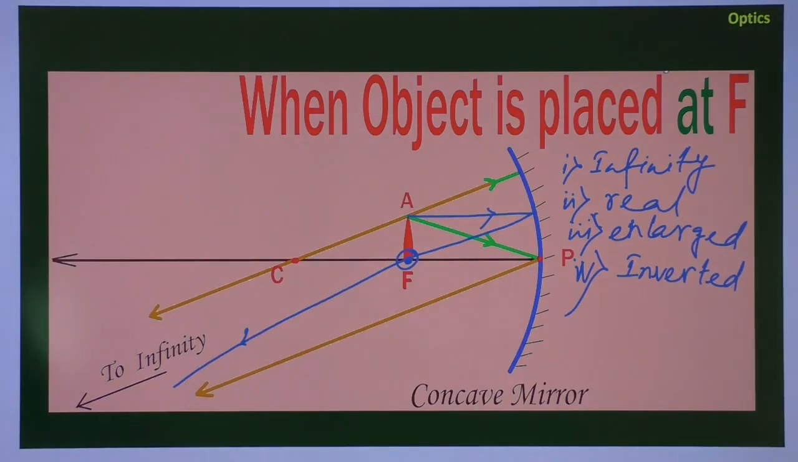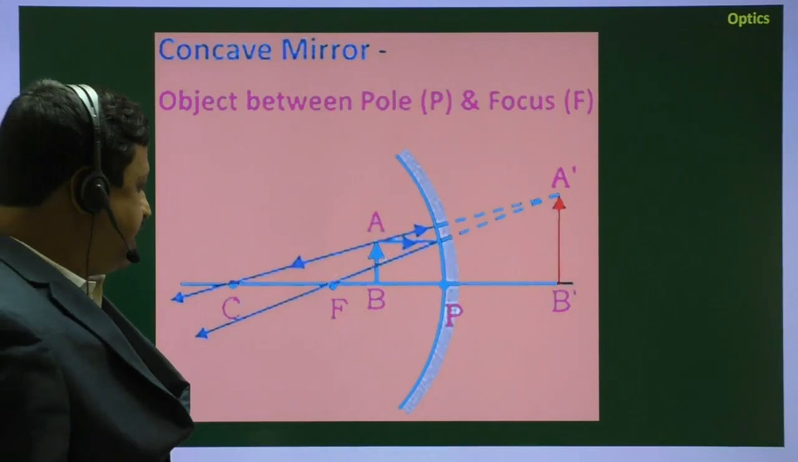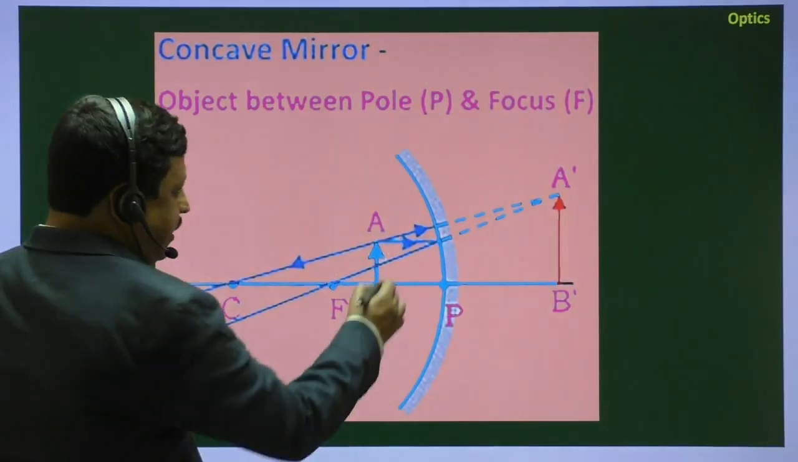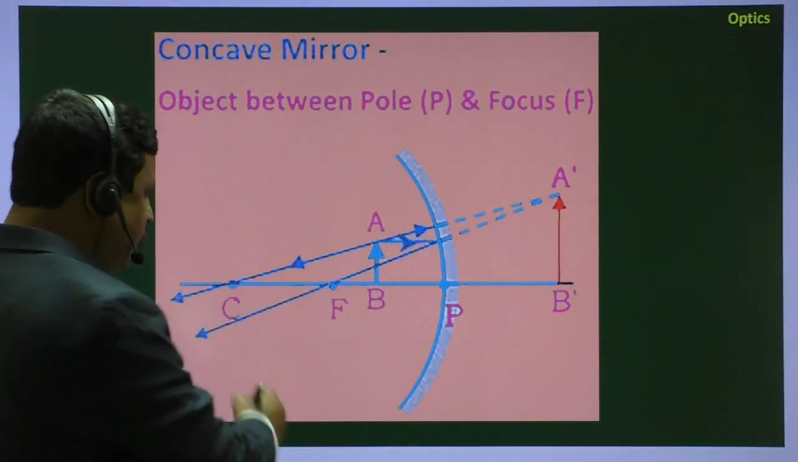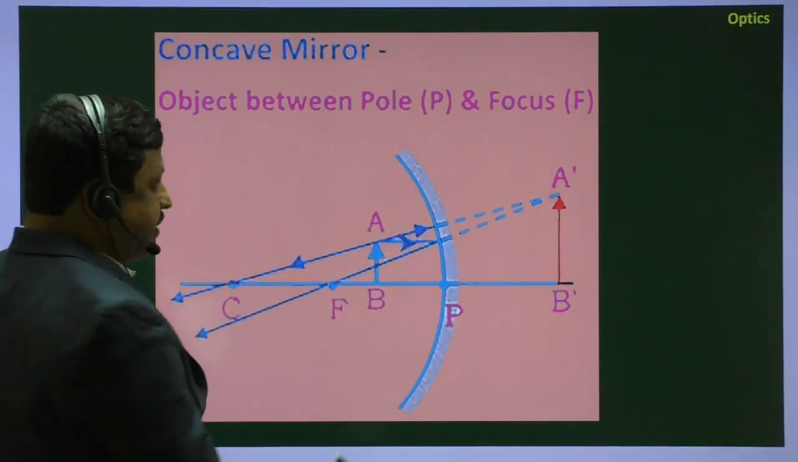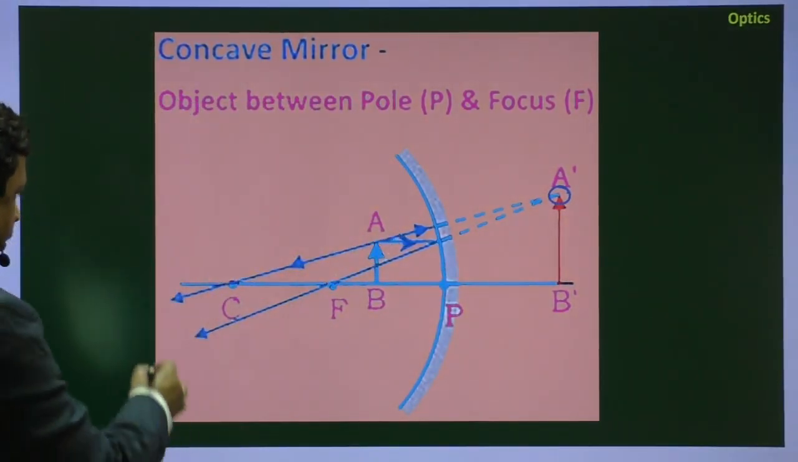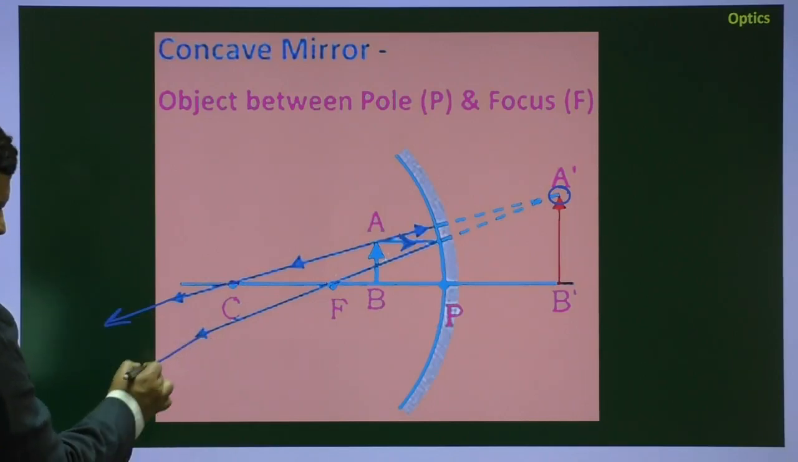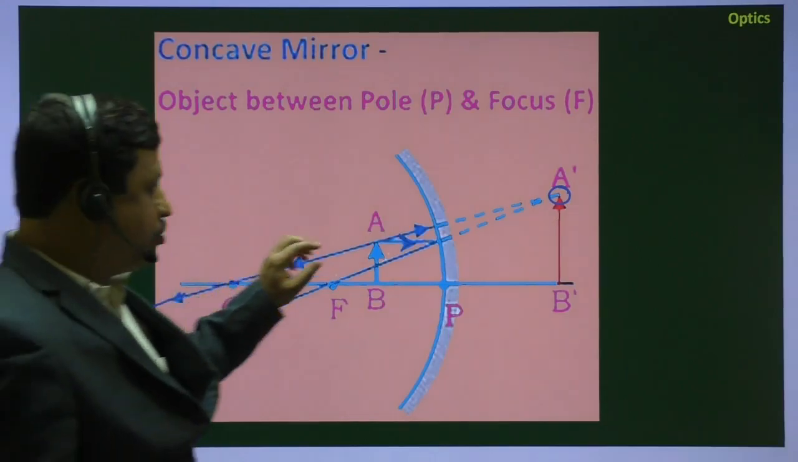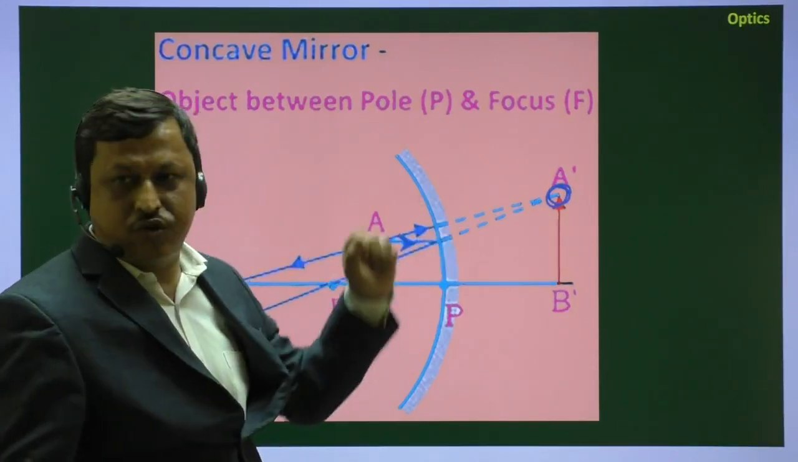Next, when the object moves further towards the mirror, say the object is placed in between the focus and the pole, then one ray parallel to the principal axis moves through the focus point and another ray moves from the center of curvature. If we draw these rays, they will never meet on this side. They meet on the other side, but the light does not actually meet there, so a virtual image is formed.